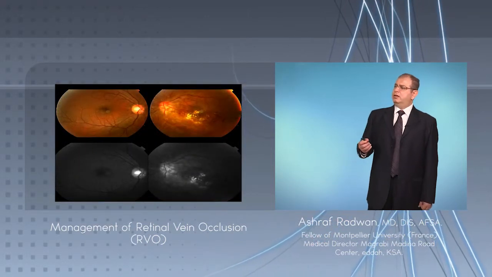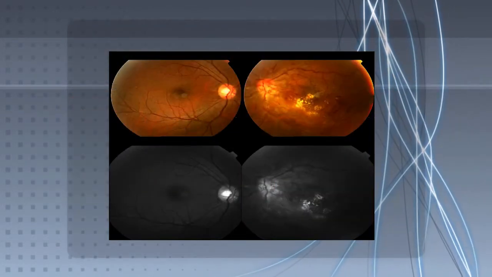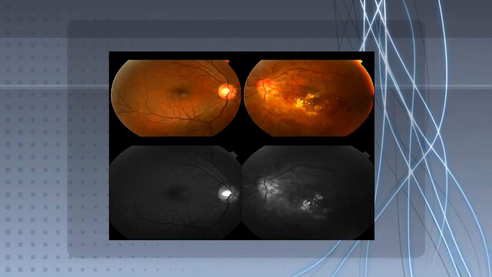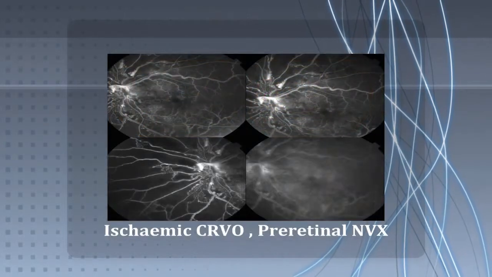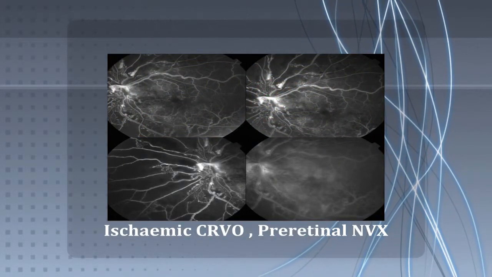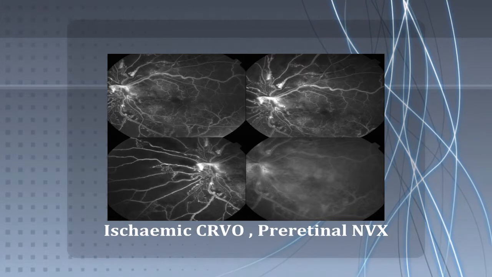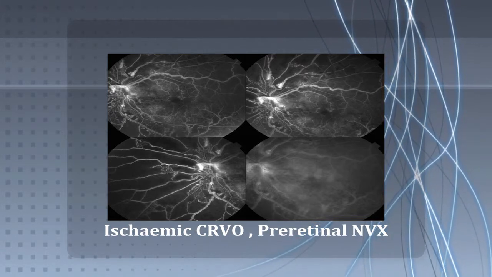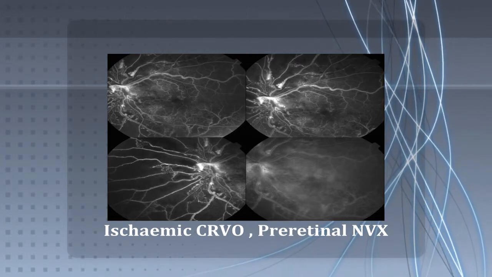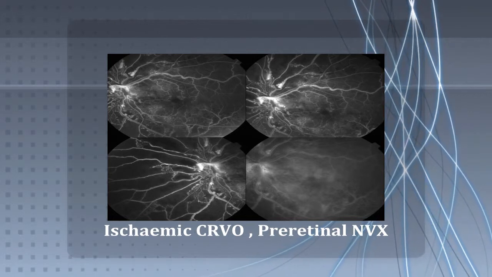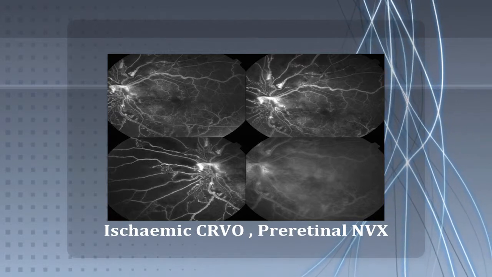Another example here, also in the left eye. This patient has dilated tortuous veins with hard exudates and hemorrhages in the posterior pole. We did the fluorescein angiography for this patient. We can see an important capillary dropout in the nasal, superior, and inferior quadrants of the retina with a late cystoid macular edema. But we have to notice here on the optic disc the presence of a pre-retinal neovascularization. So it is an ischemic central retinal vein occlusion complicated by a pre-retinal neovascularization.